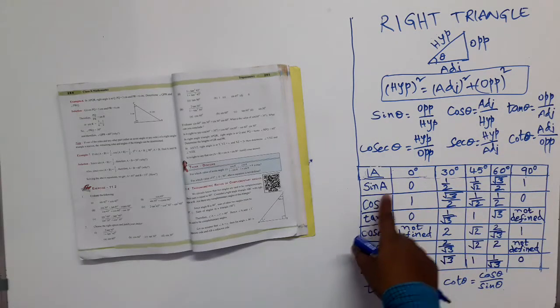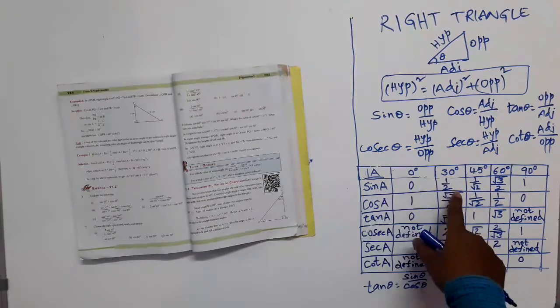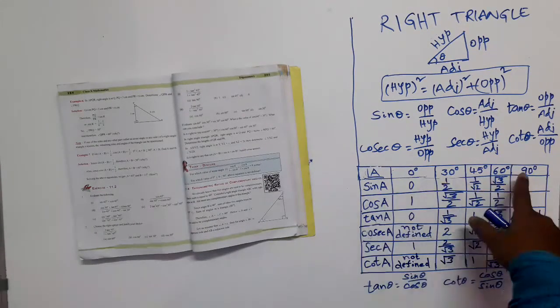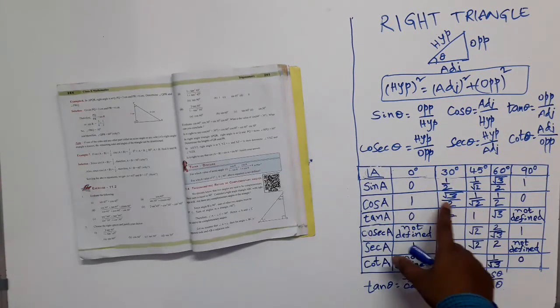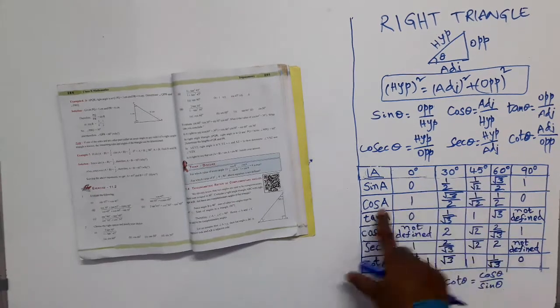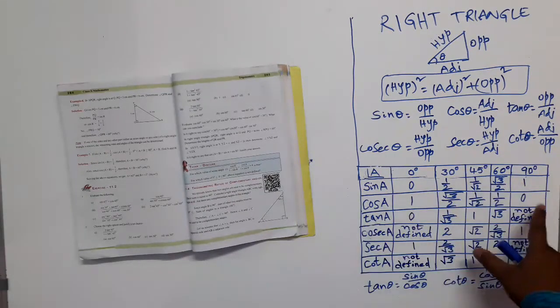Sine 0 degrees is 0. Sine 30 degrees is 1 by 2. Sine 45 degrees is 1 by root 2. Sine 60 degrees is root 3 by 2. Sine 90 degrees is 1. In the same way, cos 0 degrees is 1. Cos 30 degrees is root 3 by 2. Cos 45 degrees is 1 by root 2. Cos 60 degrees is 1 by 2. Cos 90 degrees is 0.